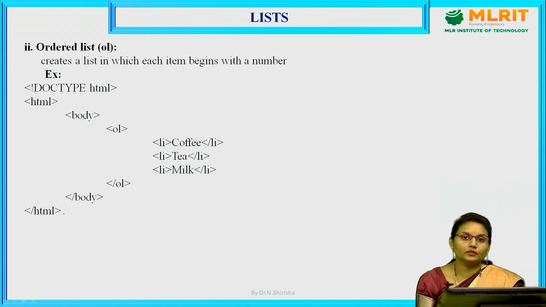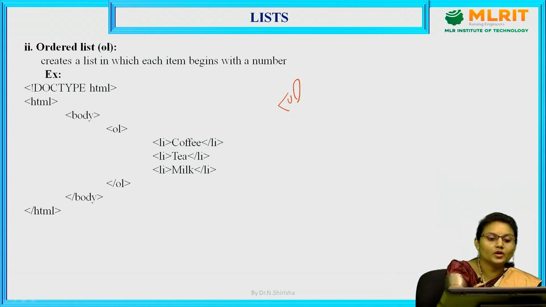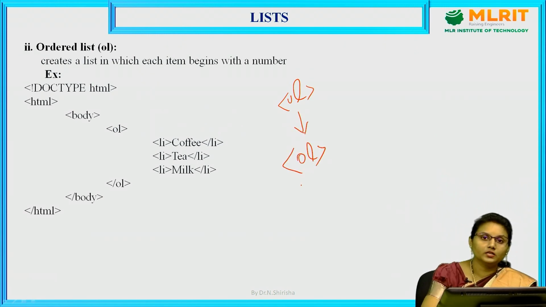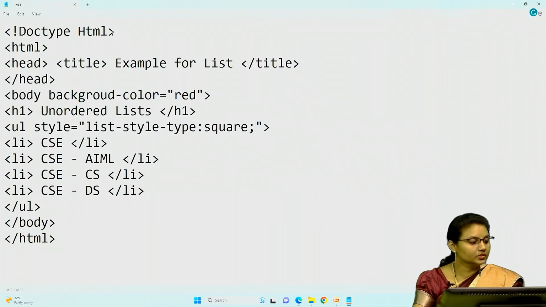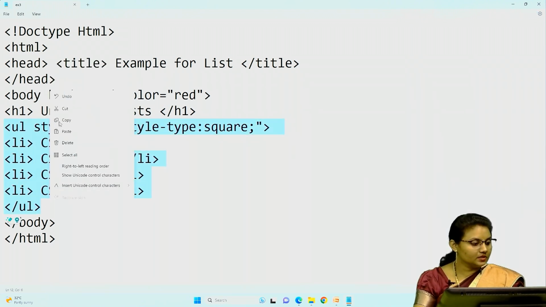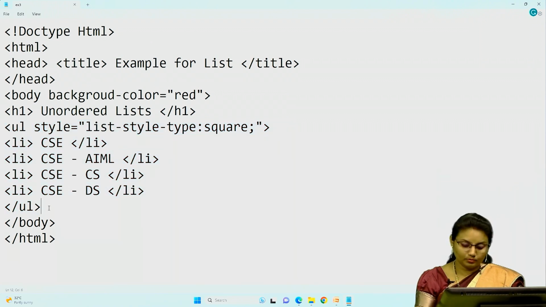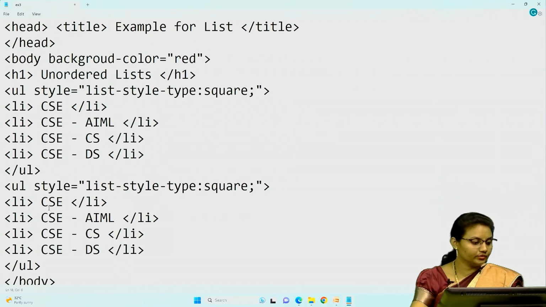Then moving further, we have the ordered list. We are giving UL for unordered list, so this UL will be replaced with OL in the ordered list. Just the same program, I will take it. Only the list part I will display, both unordered and ordered, and I'll show you the difference.